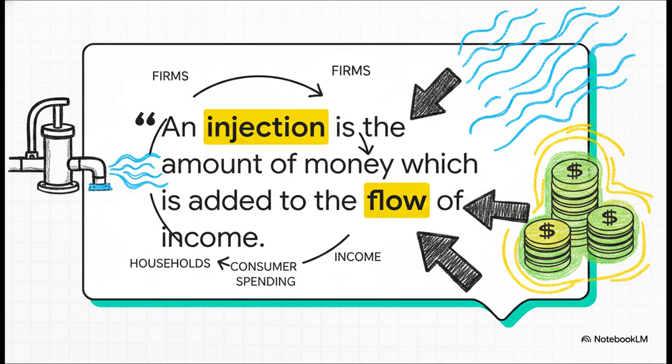So, moving to the other side of the tank, how exactly do we refill this system? Well, an injection operates as a strict exogenous addition. And by exogenous, I mean it's external volume, new water pumped directly into the income flow of firms or households from entirely outside that standard consumer spending loop. This is the exact mechanism that builds up our systemic pressure.